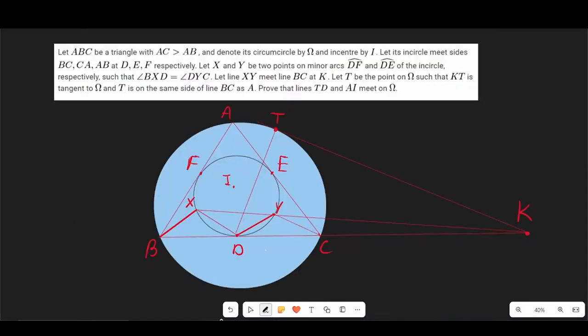The second problem was from the geometry part. We are given a triangle ABC with AC greater than AB, and omega is its circumcircle, while I is the incenter.